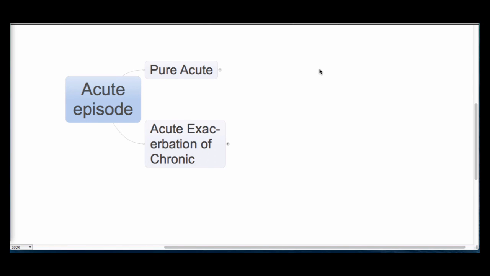So let's start directly onto the management of acutes in our clinics. Now, when a patient comes with an acute episode, there are two types of expressions, as we understand. One is when there is a pure acute, and one when there is an acute exacerbation of chronic disease. These are the two different types of presentations as we understand through the homeopathy concept.